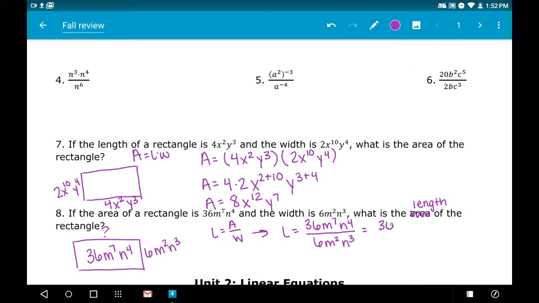So we do 36 divided by 6. Then we divide our exponents, which means we subtract them. So we get m, 7 minus 2. And then we have n, 4 minus 3. So our final answer here would be 36 divided by 6 is 6. 7 minus 2 would be m to the 5th. 4 minus 3 would be n to the 1st. So 6m to the 5th, n to the 1st is our final answer. And that finishes exponent rules.